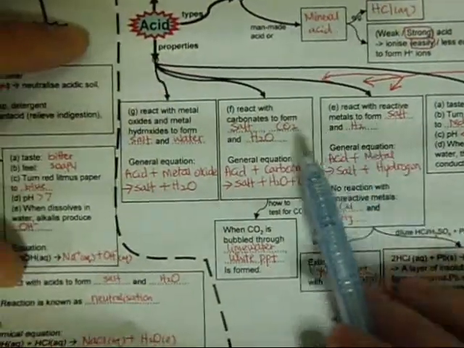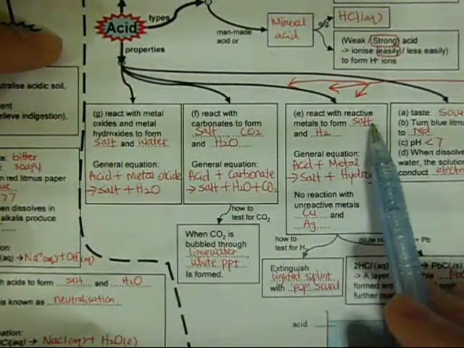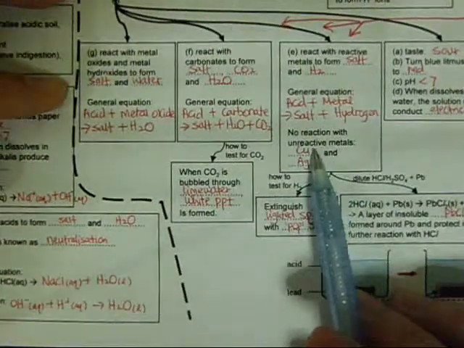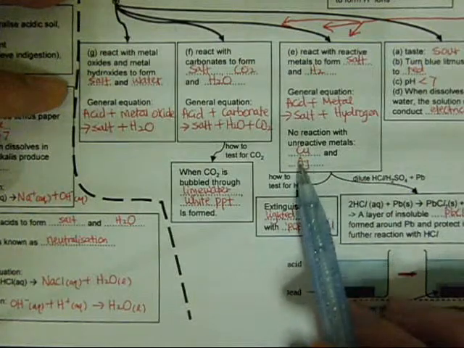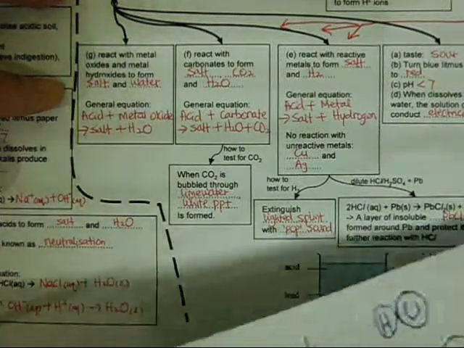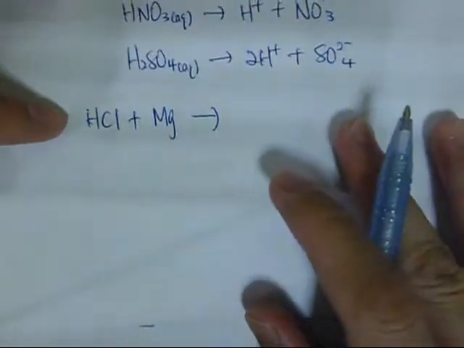These three are the main reactions for acid. The first one: acid reacts with reactive metal to form salt and hydrogen. Now this one I have to emphasize applies only to reactive metals, not to less reactive or unreactive metals like copper and silver. Copper and silver are unreactive metals. So acid plus metal gives salt and hydrogen. An example would be acid HCl plus a reactive metal, for example magnesium, to form salt.